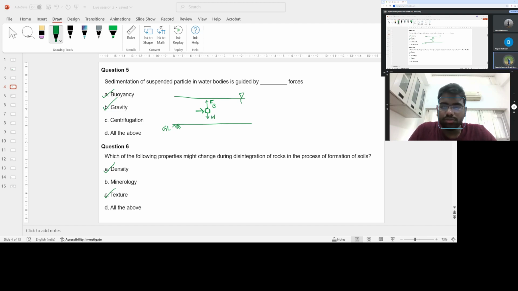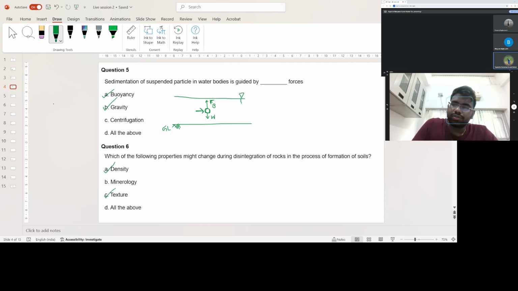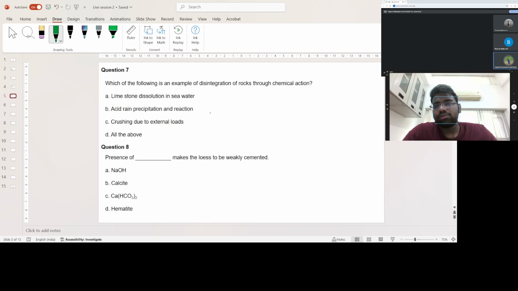So now let us go to the next question. Which of the following is an example of disintegration of rocks through chemical action? Option A, limestone dissolution in seawater. B, acid rain precipitation and reaction. C, crushing due to external loads. Option D, all of the above.